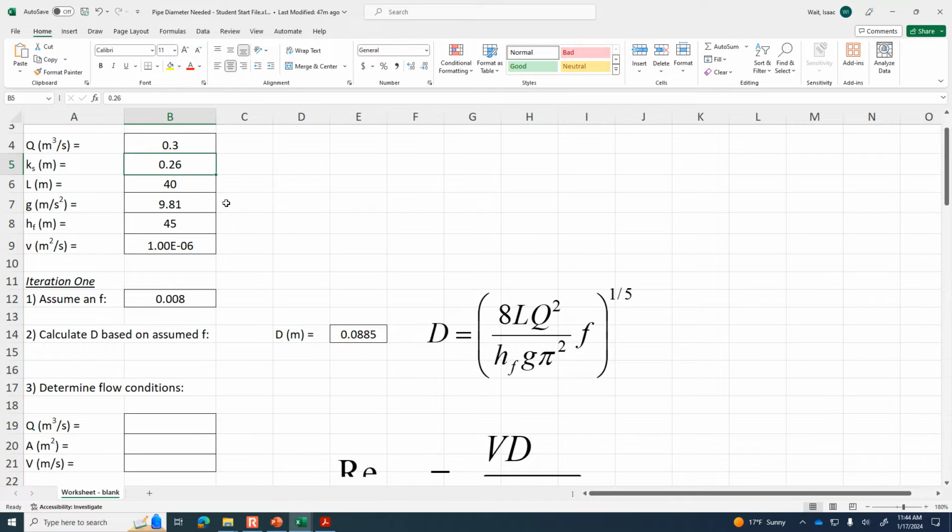The K sub S value, I wrote it 0.26 millimeters, but I need to write it in terms of meters. So I'm going to also divide by 1,000, because now that would put it in terms of meters. So we need to make note, check the units for consistency, because that is going to come into play a little bit later.